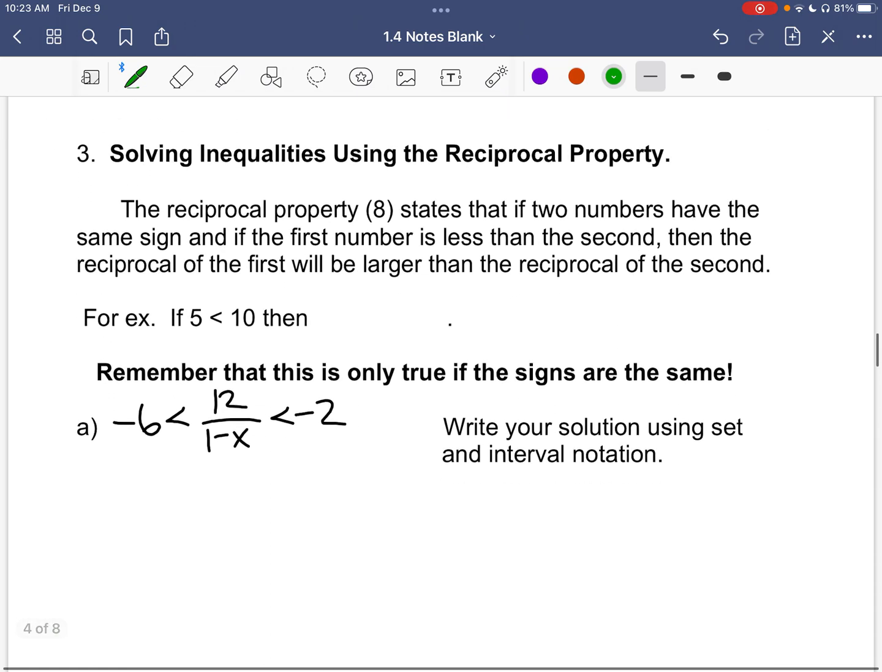So solving inequalities using the reciprocal property. So the reciprocal property states that if two numbers have the same sign and the first number is less than the second number, then the reciprocal of the first number will be larger than the reciprocal of the second. So what does that actually mean?